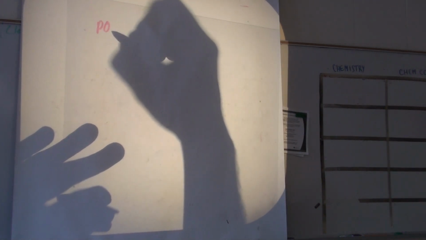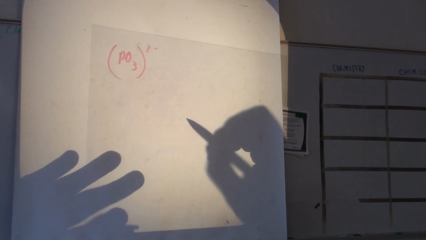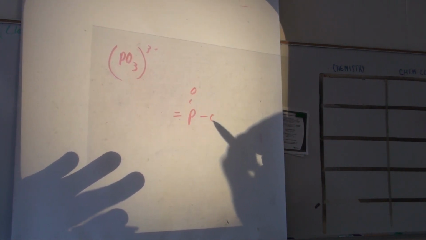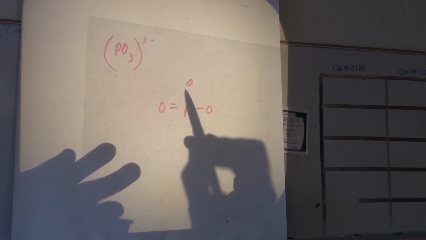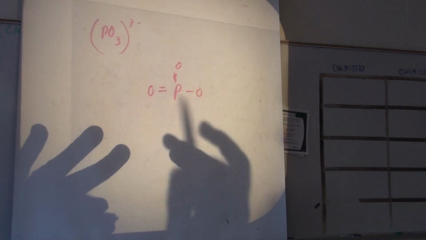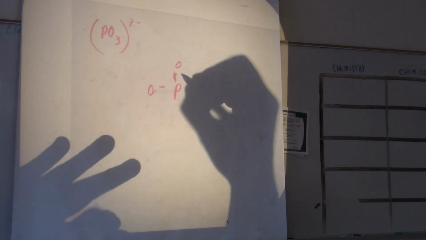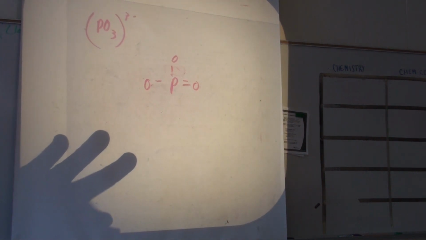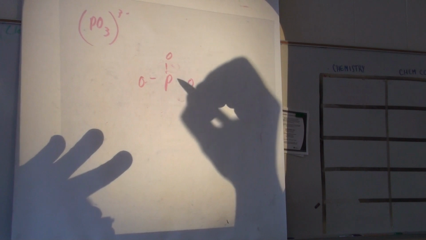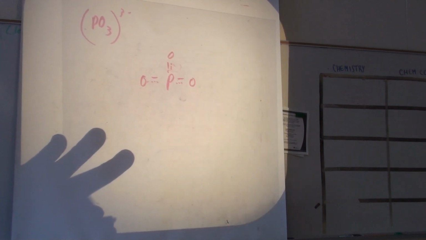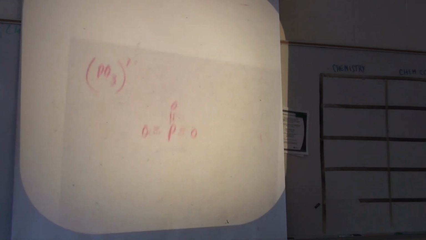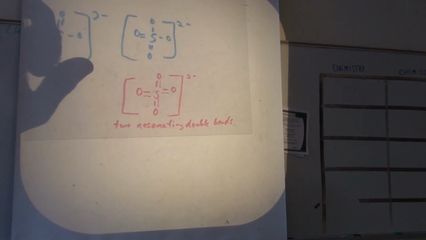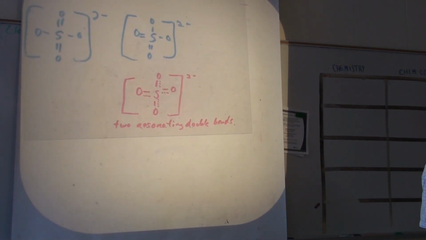You could have a situation like this, where that double bond could be there, or there, or there. So here would be a situation where you would have one resonating double bond, okay? If you have two, then you have to write down that there are two. Or if you have three, you have to write down there are three resonating double bonds.